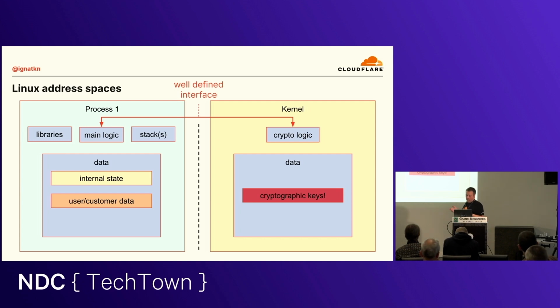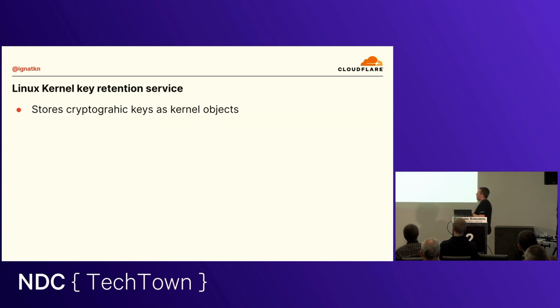And what about the well-defined interface? We also have it already with the kernel. It's called system calls, right? So we have the kernel, we have the system calls, and this is what the Linux kernel key retention service is all about. It stores cryptographic keys as kernel objects.